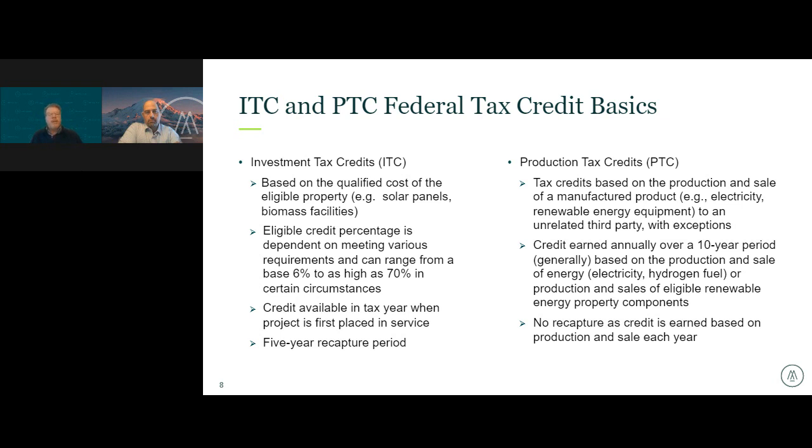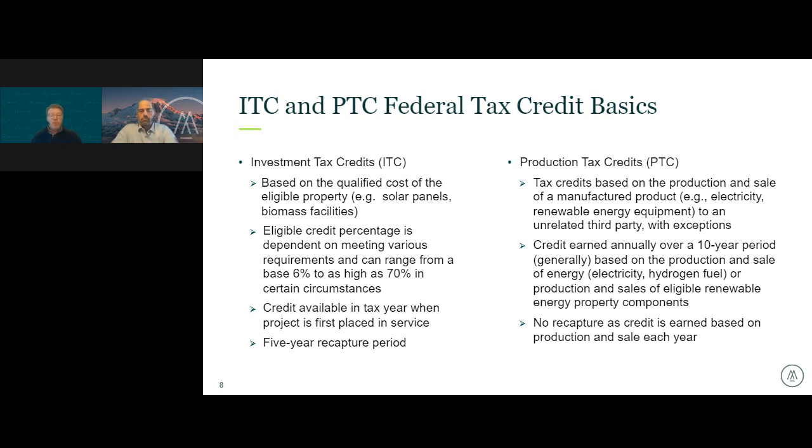Investment tax credits and production tax credits have been around for a while. It is really the fact that the IRA has tremendously increased the potential value through the percentage of credit eligibility for them that we're really talking about them right now. An investment tax credit is a one-time credit which is based on the cost of the qualified property that is placed in service. So, typically when you think about this, you're talking about solar panels, a biomass facility, think wind turbines, things of that nature.